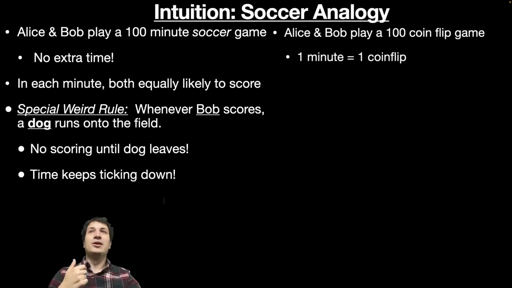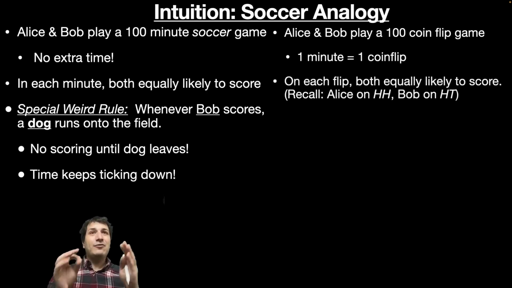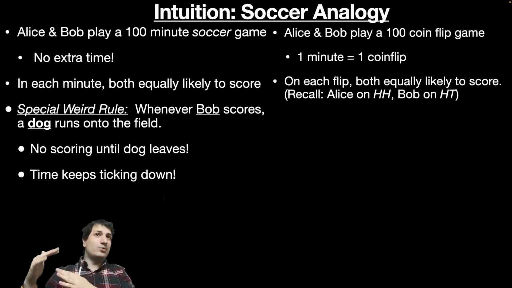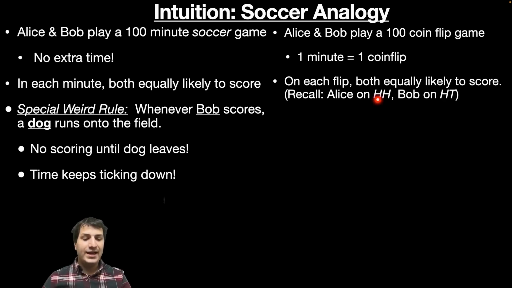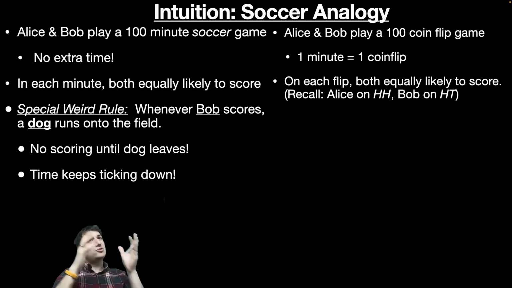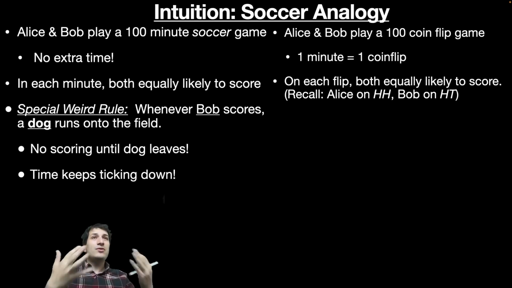There's no extra time. And on every flip, both Alice and Bob, I claim, are equally likely to score. And the reason is, if a heads was the last coin flip that came up, then Alice will score if the next coin flip is a heads, and Bob will score if the next coin flip is a tails. So given that the last coin flip is a heads, they're both 50-50 to score. Alice scores on heads, Bob scores on tails, but they're both equally likely, 50%.